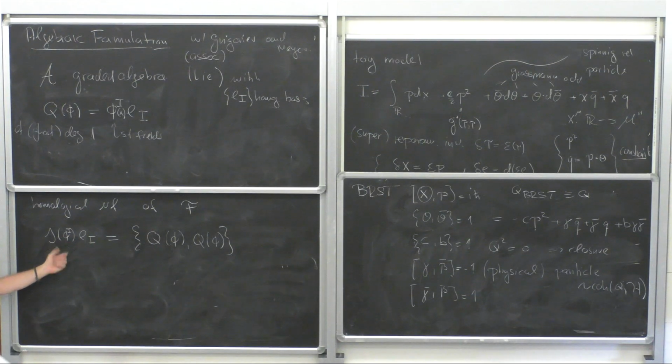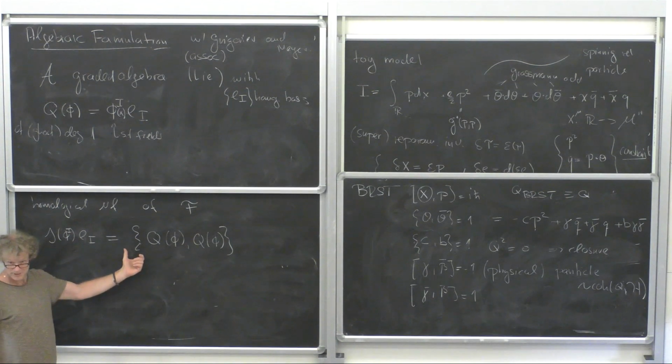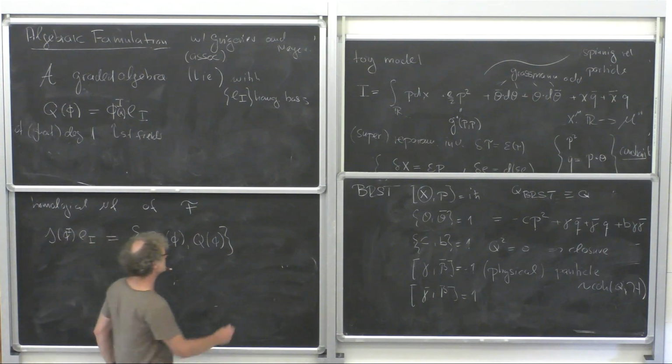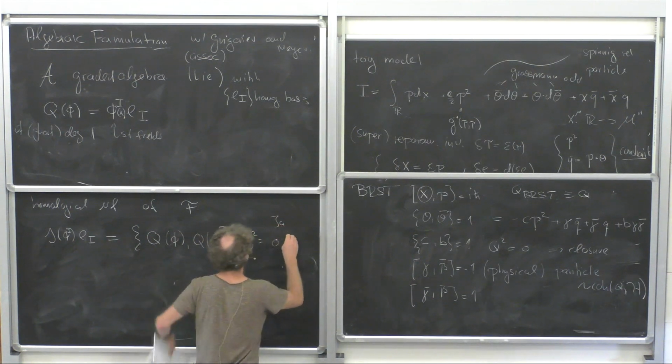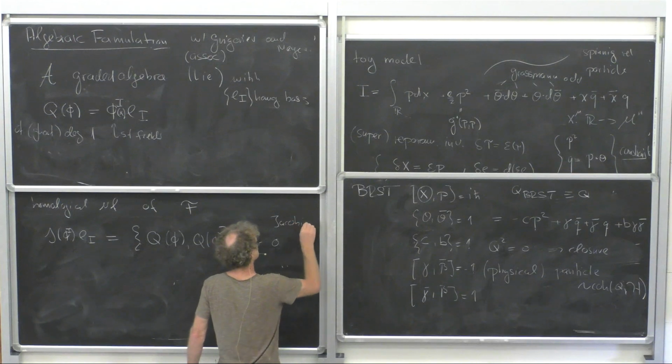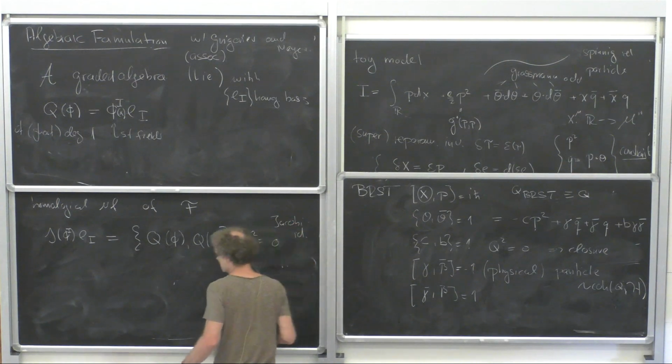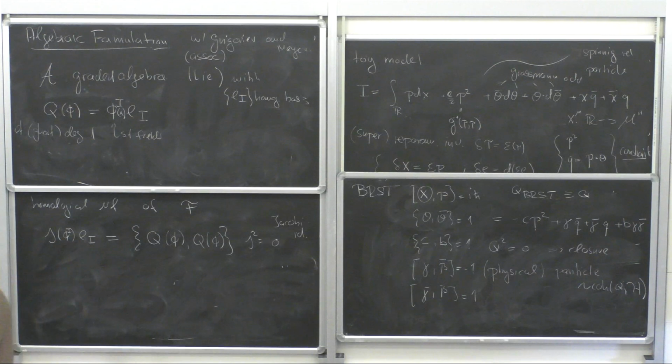So it's clearly homological because of the Jacobi identity. So S squared equals 0 simply because of the Jacobi identity of the bracket, of the odd one. So this is a very simple way to construct a homological vector field.